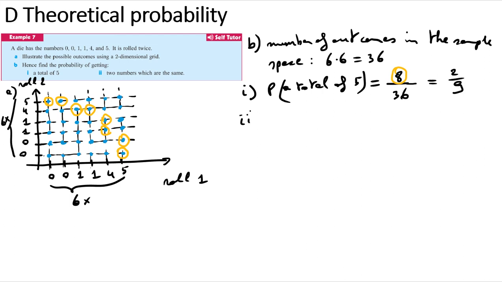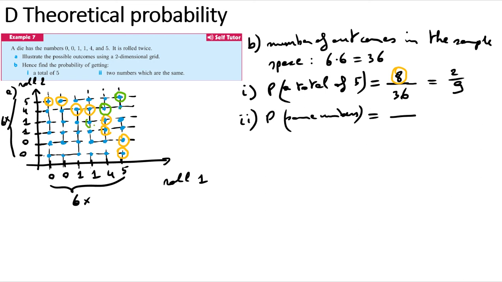For the second one, we have to find the probability of getting two numbers which are the same. So the probability of same numbers. Okay, let's count them on the two-dimensional grid. Here, the first dice roll is a 5, the second roll is a 5, so that is the same. This one is not the same because here the first roll is a 5, the second one is a 4. But this one is the same. The first roll is a 4, the second roll is a 4.